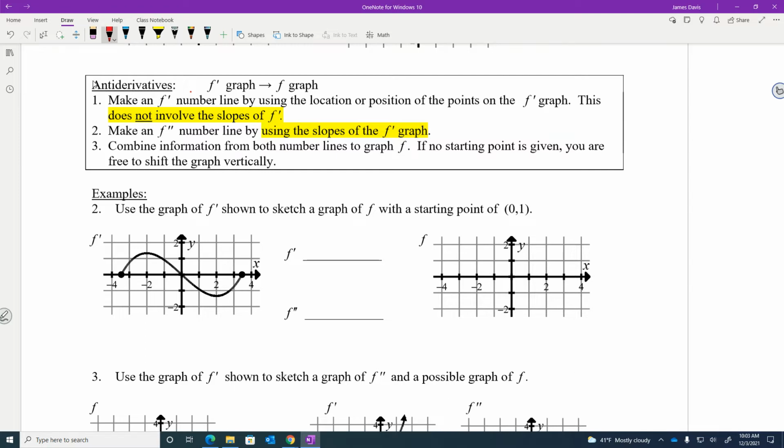So let's do so. Here again, your general instructions: make an f prime number line using the location or position of the points on the f prime graph. This does not involve the slopes of f prime. Now we're going to make an f double prime number line using the slopes of the graph. Combine the information of both. If no certain points are given, you are free to shift the graph vertically. A lot of words going on, but let's see if we can figure out something here. All right. So what values do you think we should put on this number line?